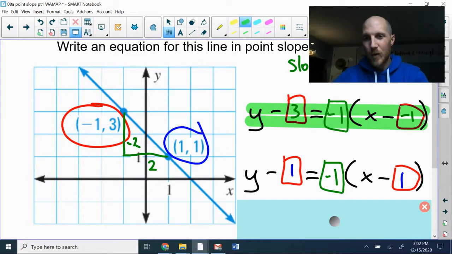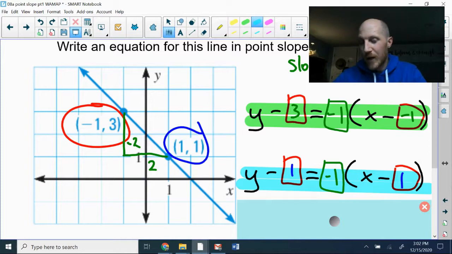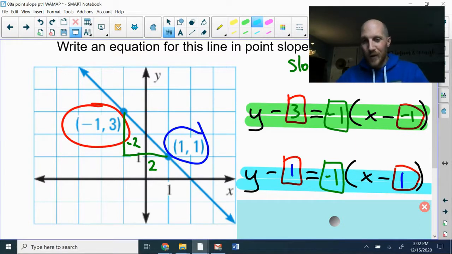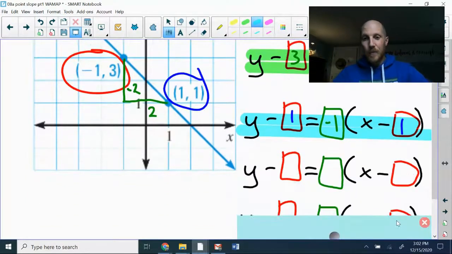Some people got y minus 3 equals -1 parentheses x minus -1. We could clean up the double negative if we wanted. And some people in the class are going to get this other answer that I've highlighted in blue of y minus 1 equals -1 parentheses x minus 1. And let's see if we can make things more confusing for a minute before we clean this up.